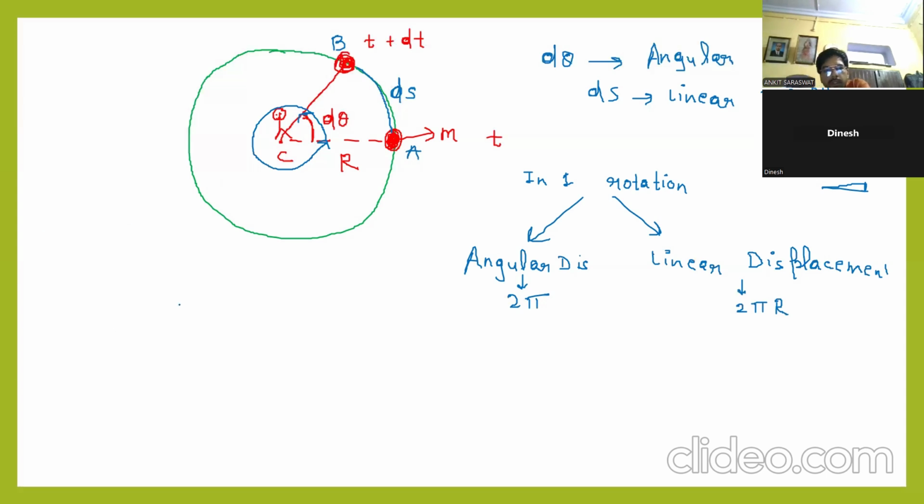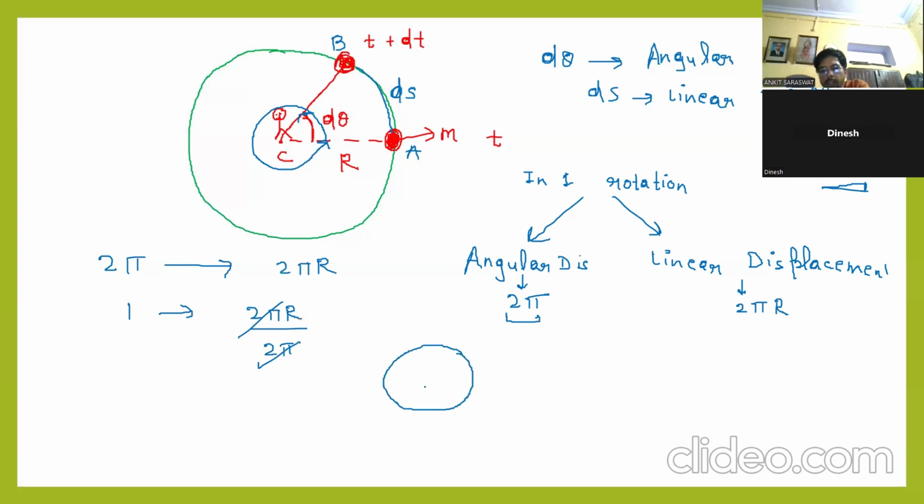So we can say in 2 pi radian, how much does the particle travel? 2 pi r. In one radian, how much does it travel? 2 pi r by 2 pi. What is the meaning of one radian? From the center, when this angle is 1 radian, how much? This is 1 radian. Clear?